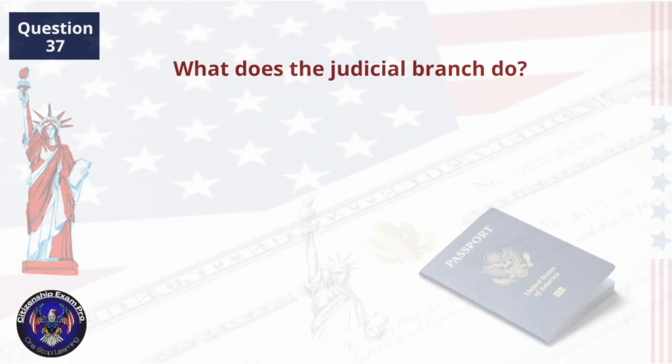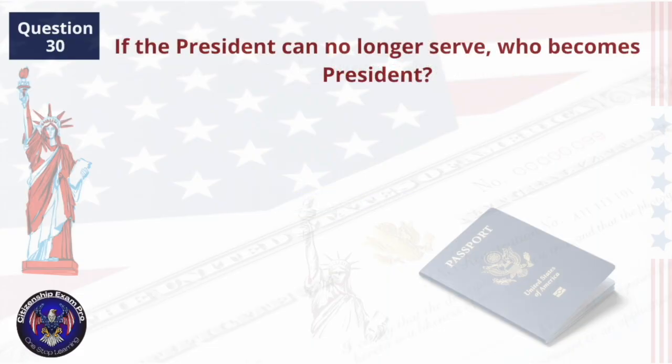What does the judicial branch do? Reviews laws. If the president can no longer serve, who becomes president? The vice president.